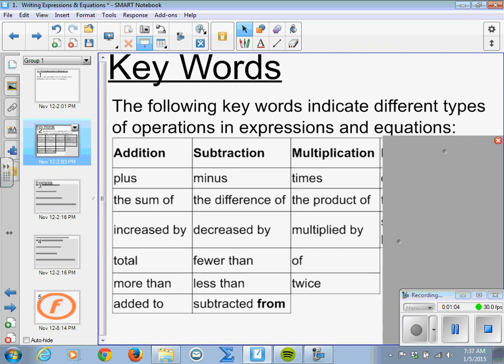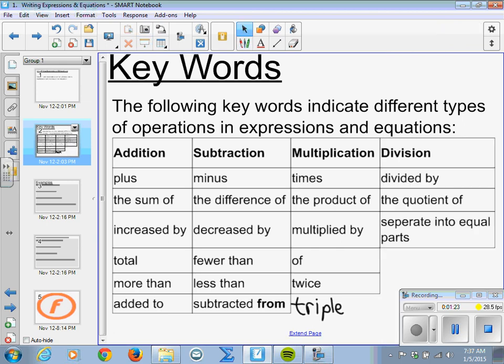Multiplication, words like times, the product of, multiplied by, of, or twice, those work. We can also add in tripled, triple or triple, depending on the tense, means times 3. And division, divided by, the quotient of, separating to equal parts. A lot less words for division than the others, but you guys get the idea. These are not the only words that will indicate problems, but they're the most common. So be on the lookout for them.